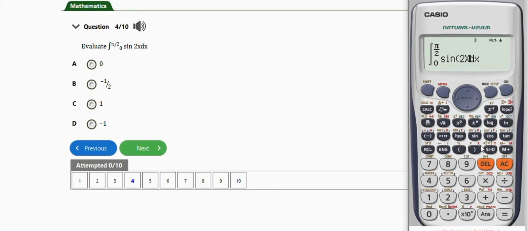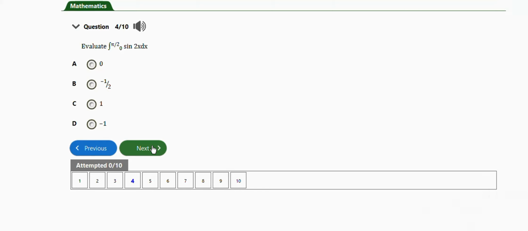Okay, close the brackets. Yeah, so let's press equal to and see the output is going to give us 1. Option C, the right answer. It's as simple as this. So let's solve the next repeated question.